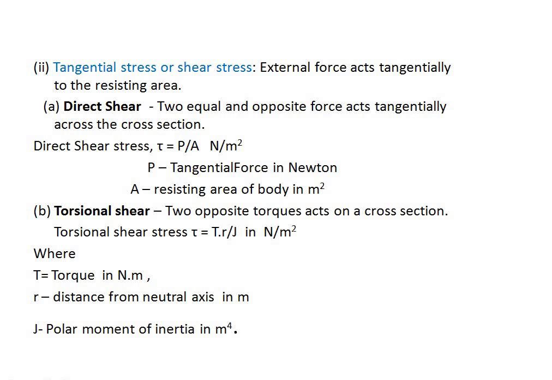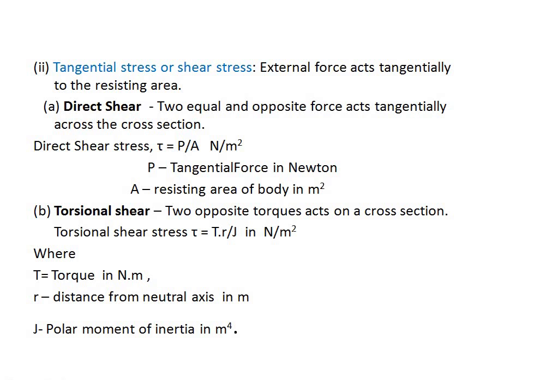So this torsional shear stress, the formula, it is again represented by tau, which is equal to T into R divided by J, and again the unit is same in Newton per meter square. Where T is the torque in Newton meter and R is the distance from neutral axis in meter, J is the polar moment of inertia in meter power 4. We shall discuss this later. We call this the torque equation. We can discuss it in detail in the later lectures.